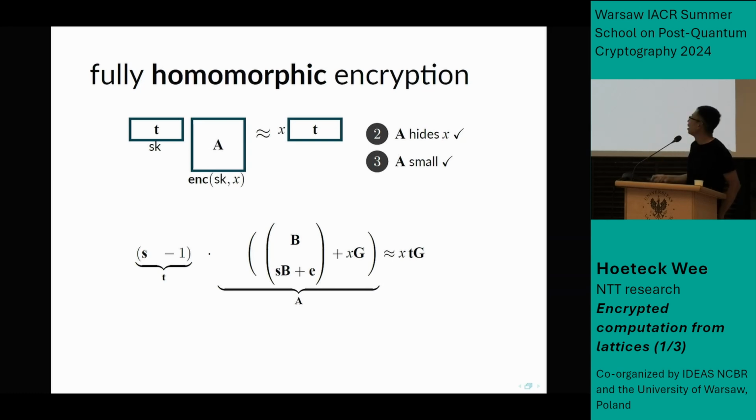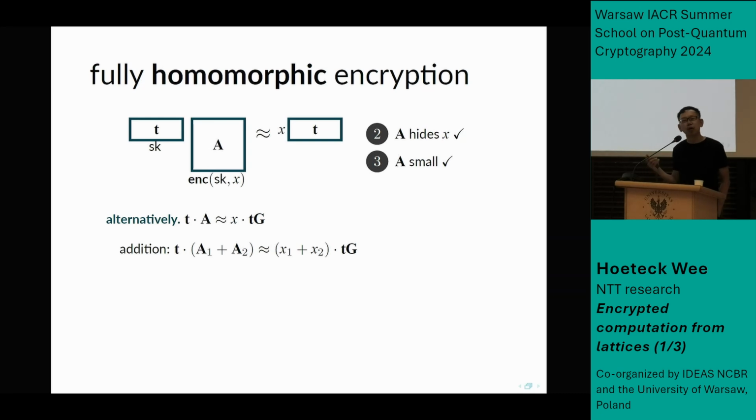What does that mean? It's more convenient to ignore the requirement that A is small, and rather just require our basic correctness requirement. Instead of T times A is close to X times T, our basic correctness requirement is that T times A is close to X times T times G. That's a more convenient way to think about the whole construction. Then addition is still the same as before.